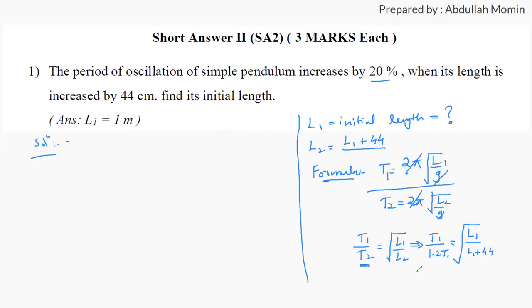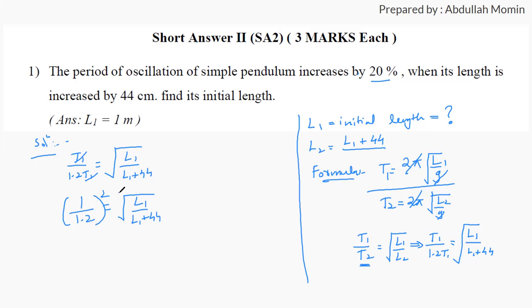So now continuing this equation, T1 upon 1.2 T1 is equal to root L1 upon L1 plus 44. So T1 gets cancelled, squaring on both sides, 1 upon 1.2 is equal to root L1 upon L1 plus 44. Taking squares on both sides, so square of 1 is 1, square of 1.2 is 1.44, equal to L1 upon L1 plus 44. Cross multiplying this equation.